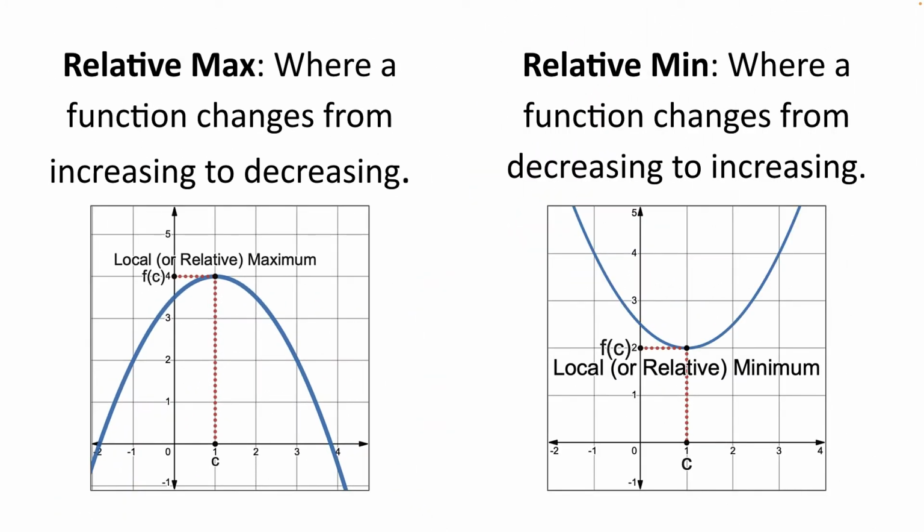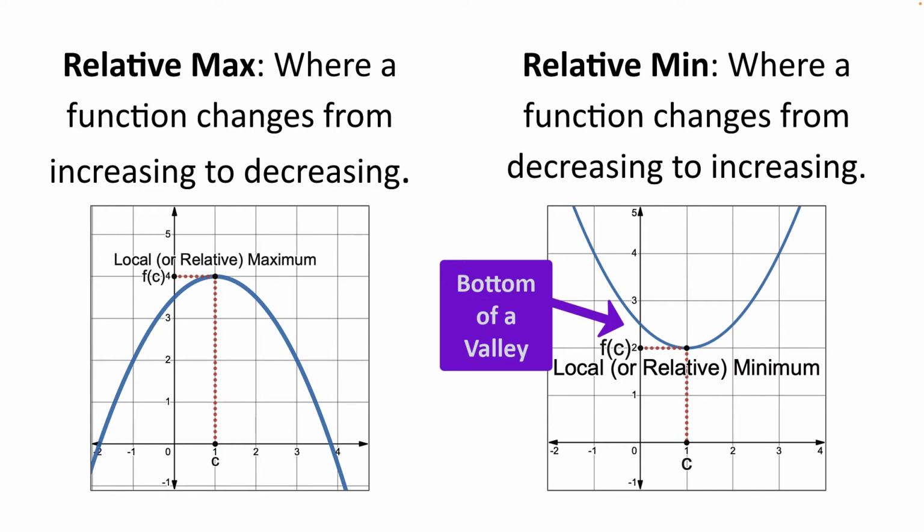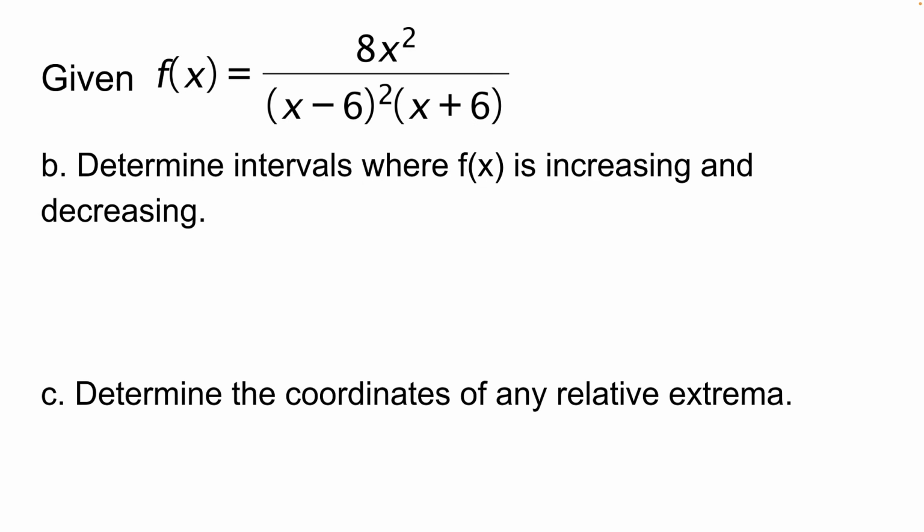Relative extrema occur where the function changes from increasing to decreasing or decreasing to increasing. You'll have a relative maximum when the function changes from increasing to decreasing. Typically, relative maximums lie at the top of a hill or a mountain. A relative minimum is where the function changes from decreasing to increasing. Visually, relative minimums will always lie at the bottom of a valley. Now let's take our function and go over to Desmos to determine where our function is increasing and decreasing.